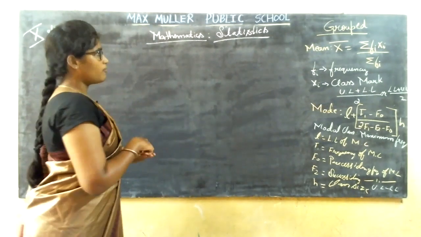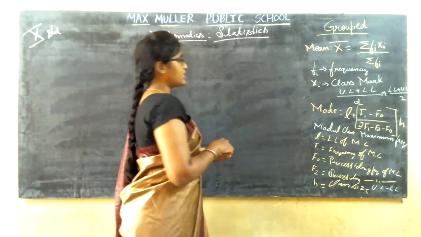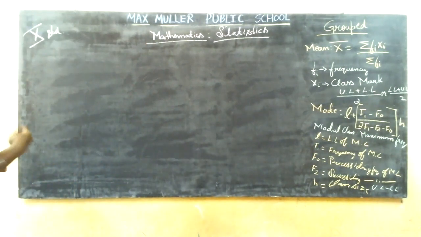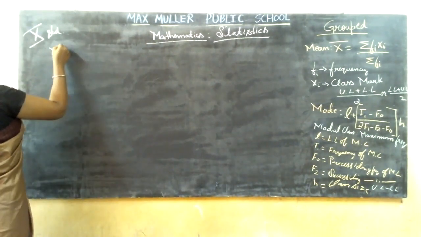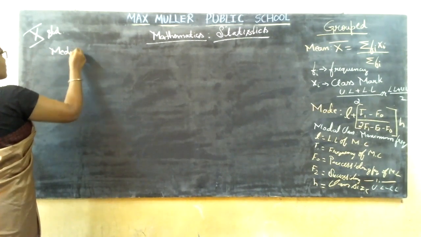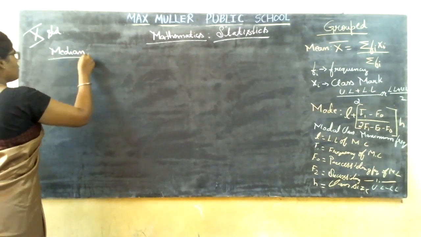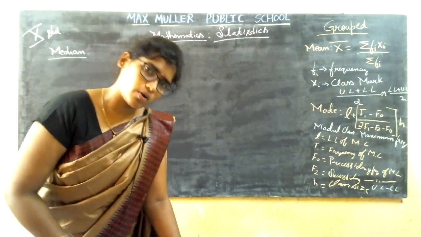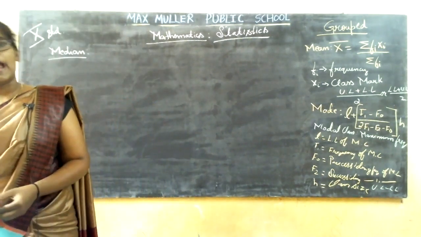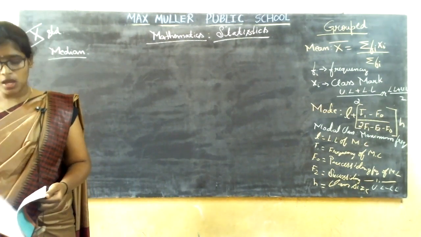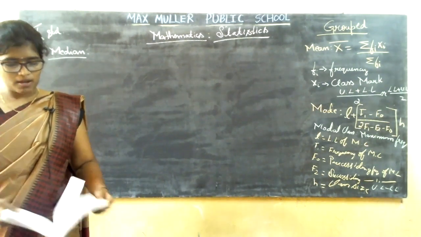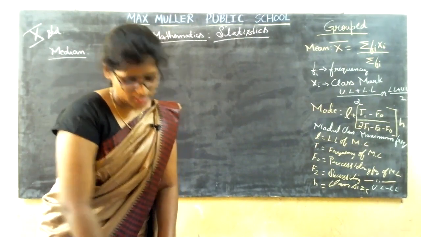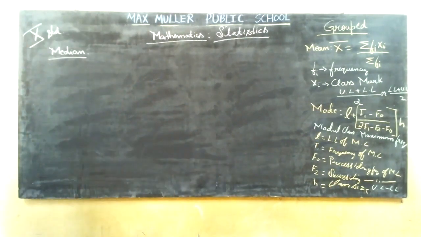Now, let us go to the next topic. What is next? It is the median. Now we are going to talk about the median. How are you going to find the median for an ungrouped data? First we are going to learn about the ungrouped data and then we are going to go to the group data, correct?